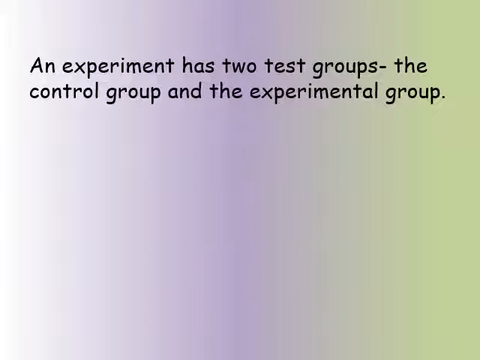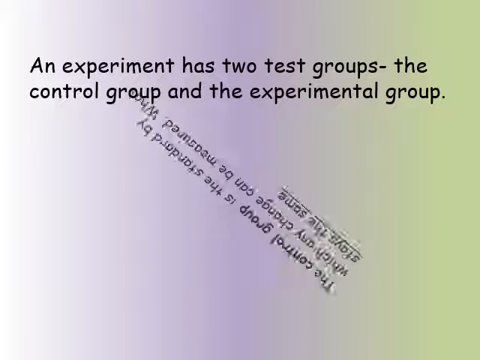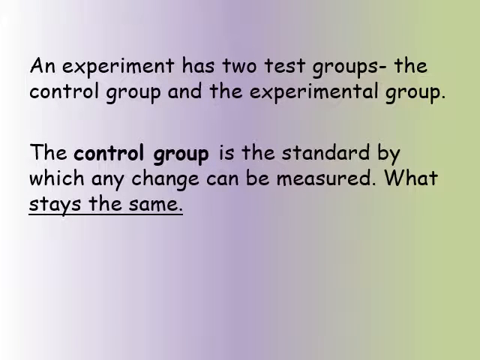Now let's take a look at the actual experiment part of the scientific method. An experiment has 2 test groups, the control group and the experimental group. The control group is the standard by which any change can be measured. Basically, it's what stays the same in the experiment.